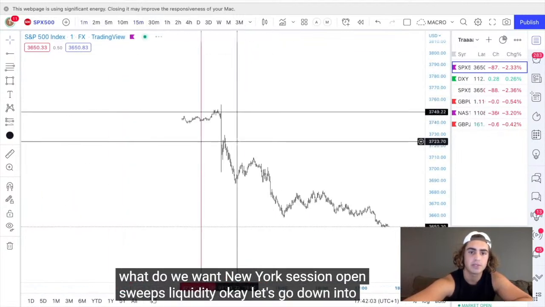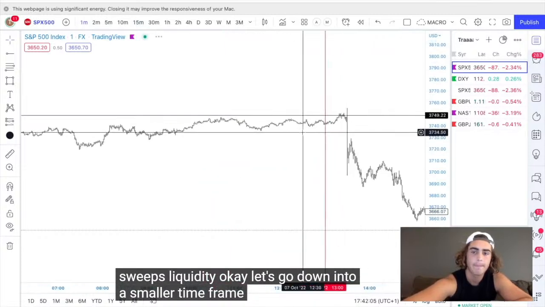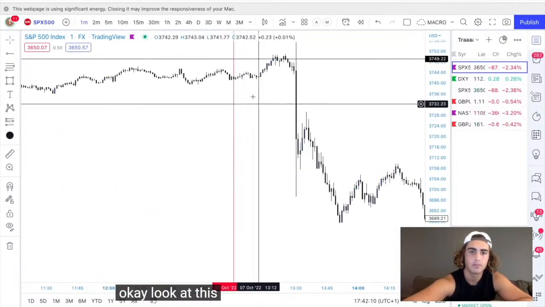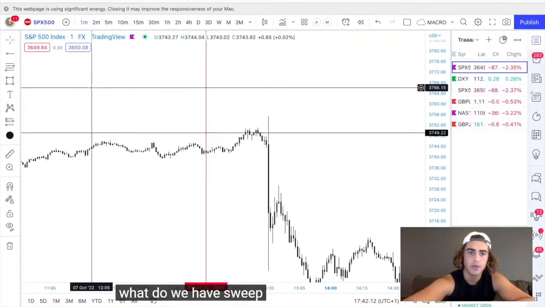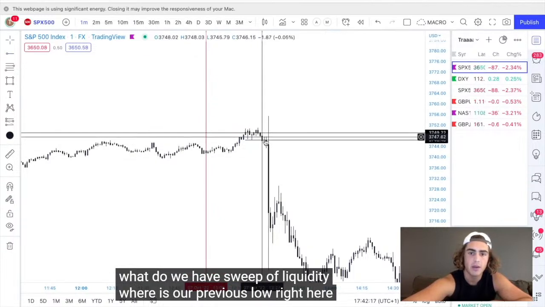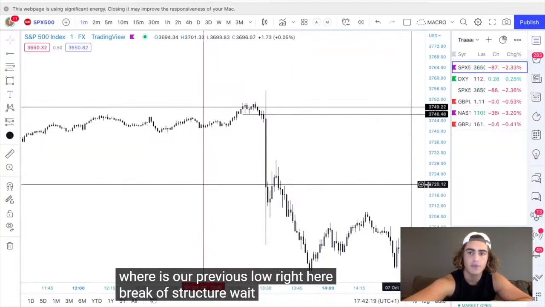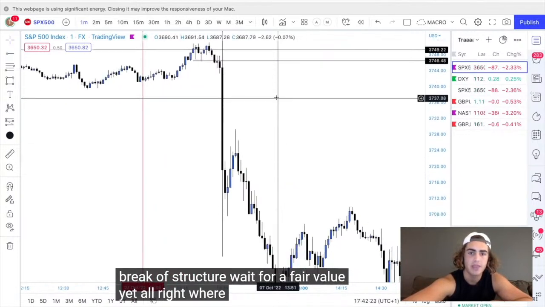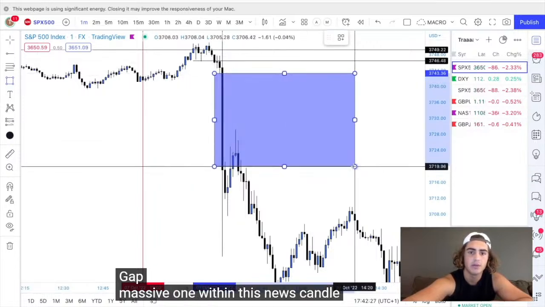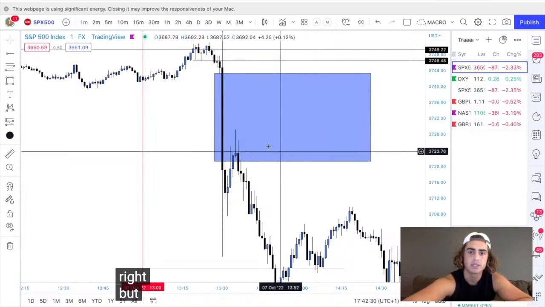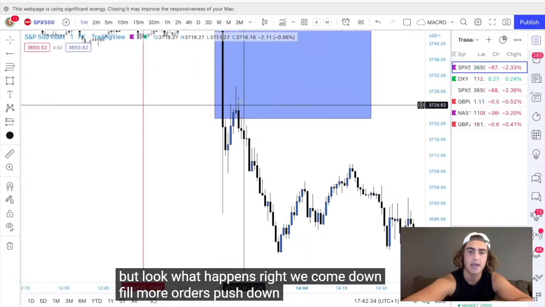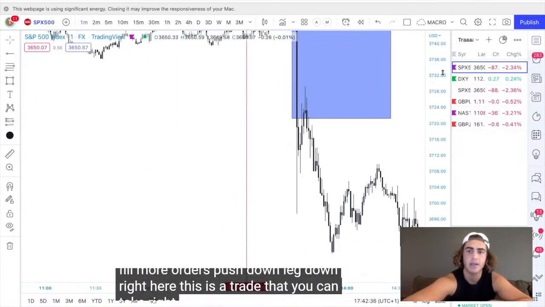Okay, let's go down into a smaller time frame. Okay, look at this. What do we have? Sweep of liquidity. Where is our previous low? Right here. Break of structure. Wait for a fair value gap. All right, where is our fair value gap? Massive one within this news candle, right? But look what happens, right? We come down, fill more orders, push down, leg down right here. This is a trade that you can take, right?